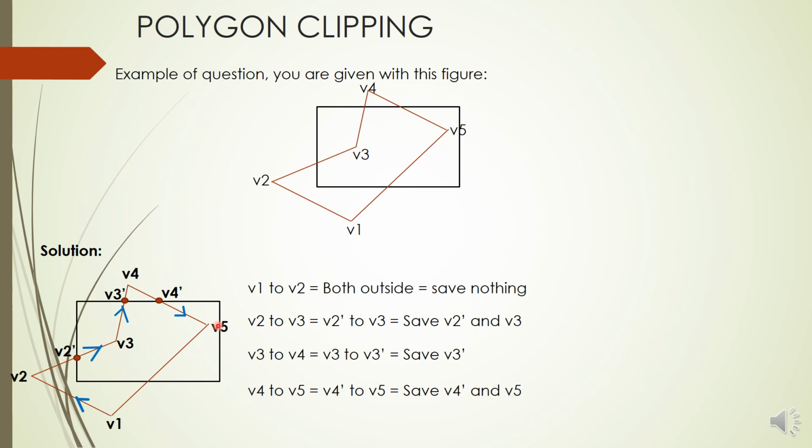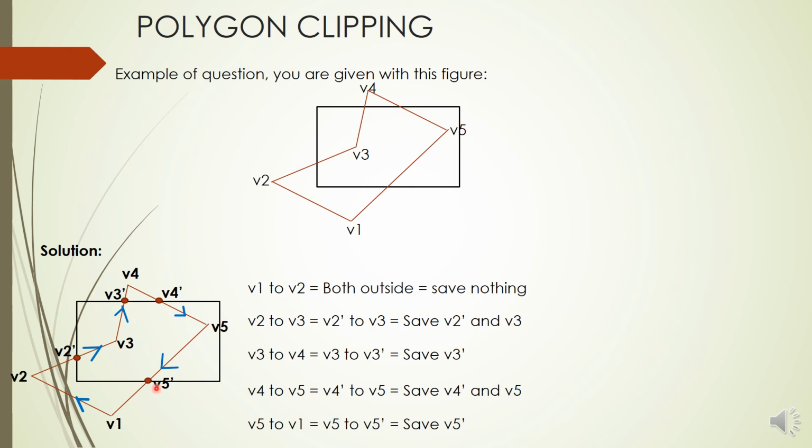And then let's consider our last line, from v5 to v1. It goes from the inside to the outside again. We need the intersecting point, which we name v5 dash. From v5 to v1, we only save v5 dash, because it is going from inside to outside, so we take it only until v5 dash.